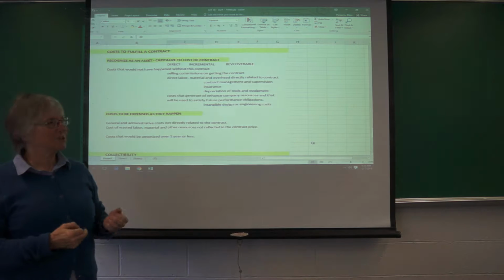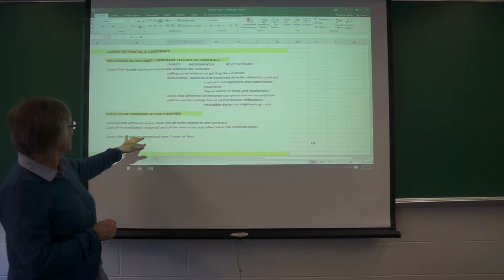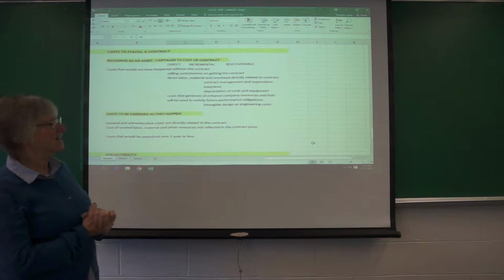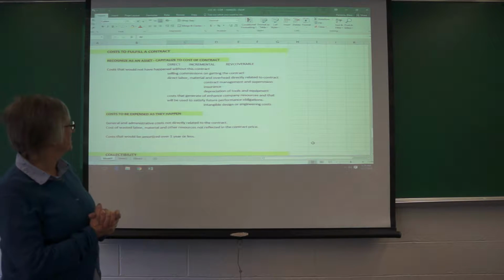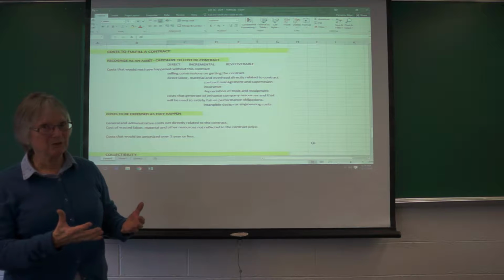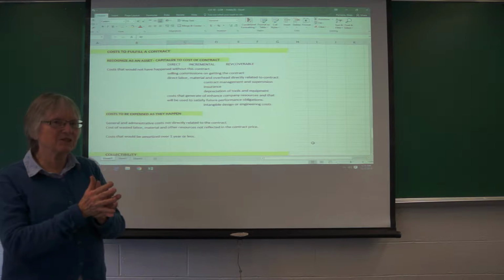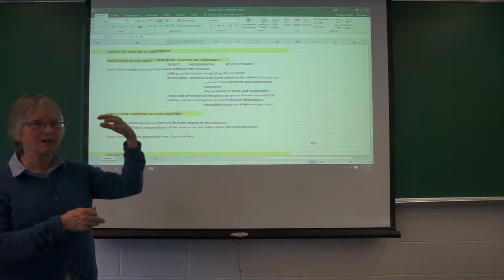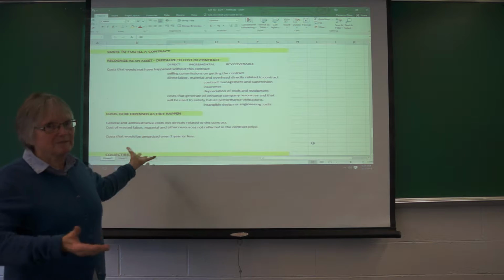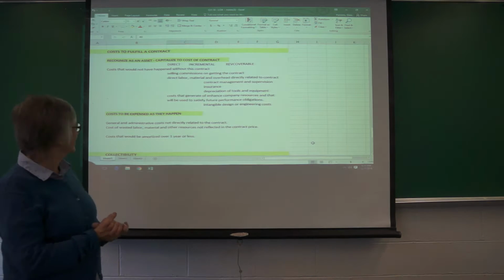Costs that have to be expensed as they happen would be general and administrative costs not related to the contract, and any wasted labor or material, anything that you botched up on the job and you're not going to be able to bill for, you can't capitalize. The definition when you capitalize something is that it has future economic benefit. If you've wrecked it, there's no future economic benefit, so you can't capitalize that.